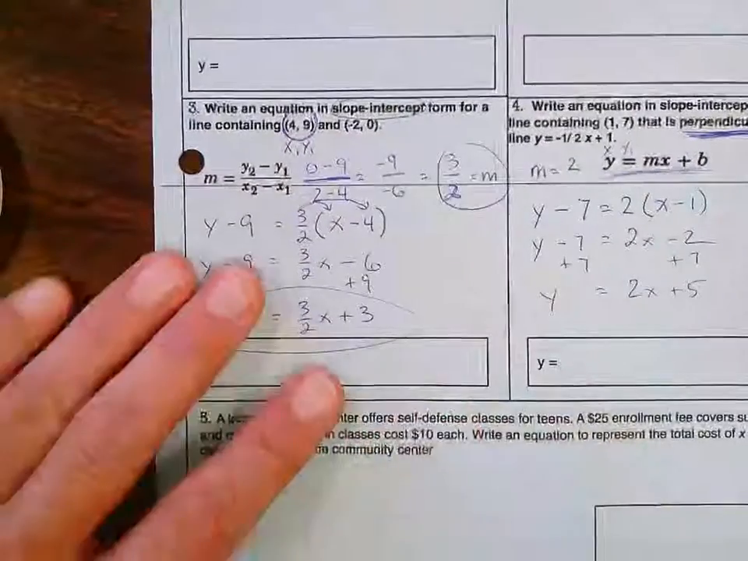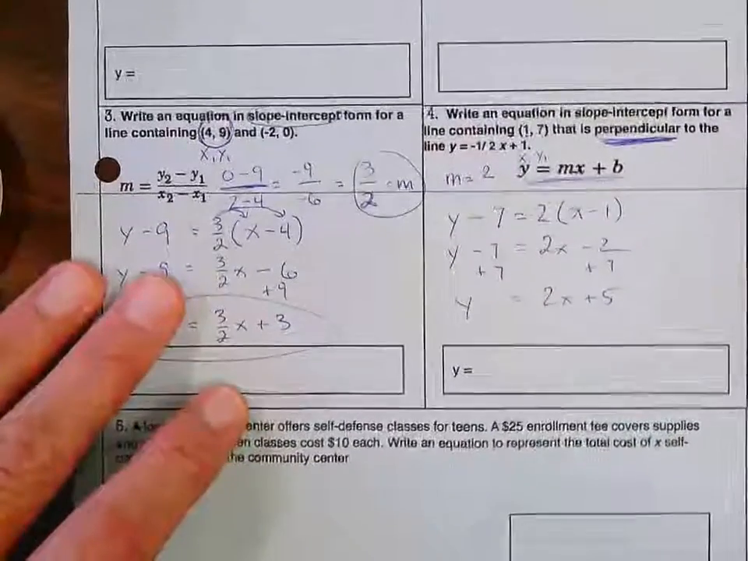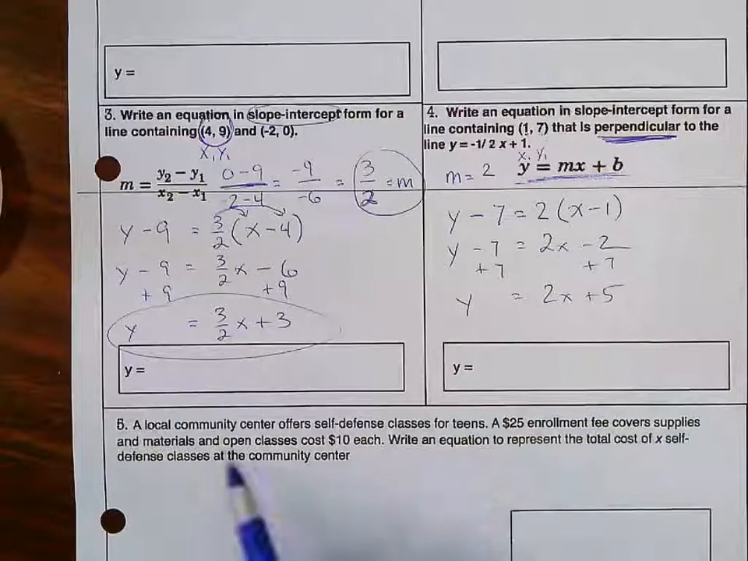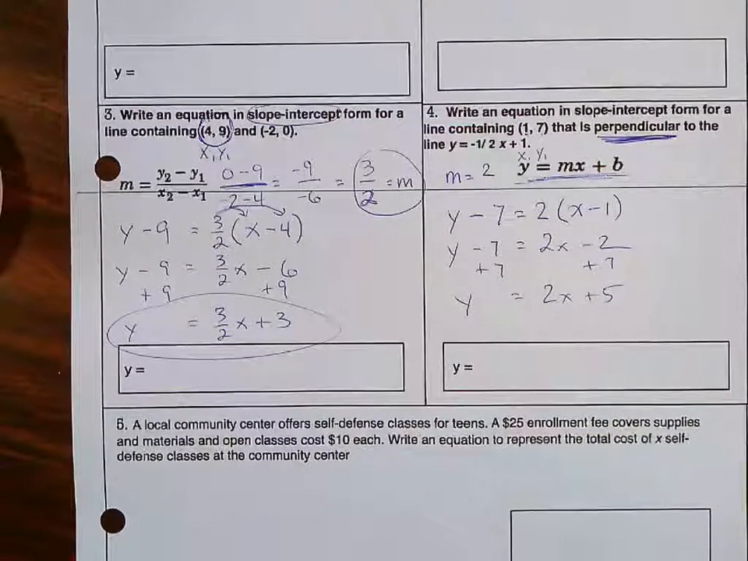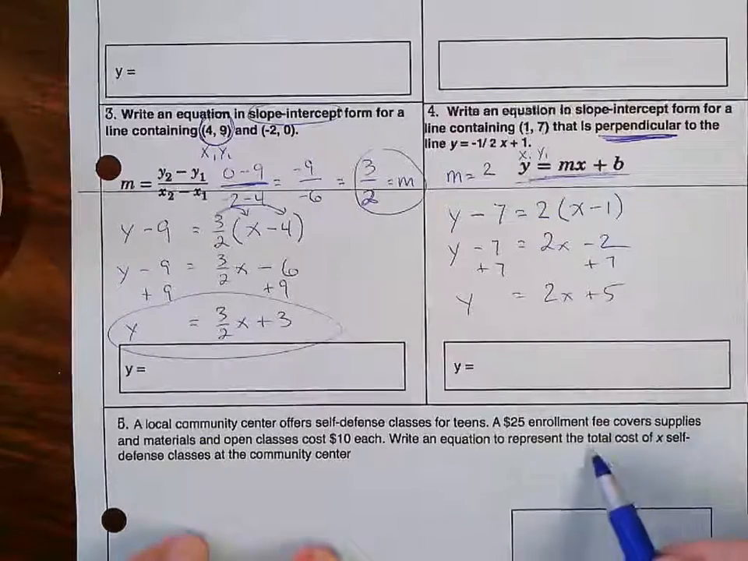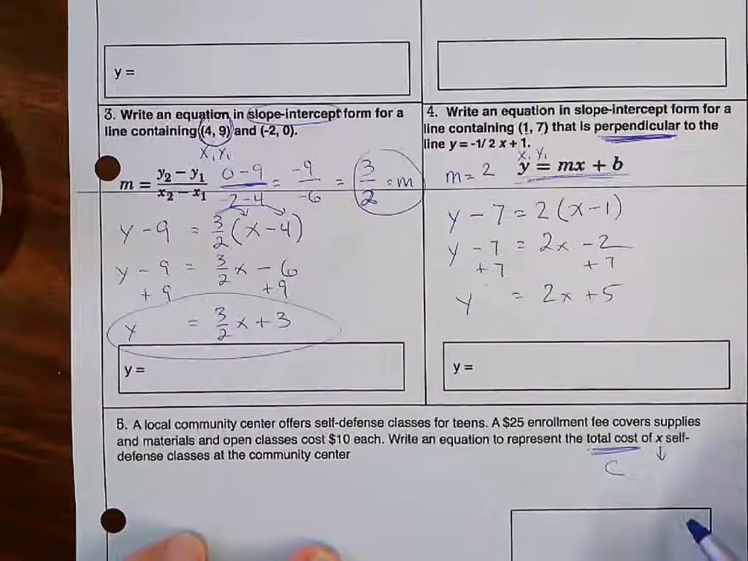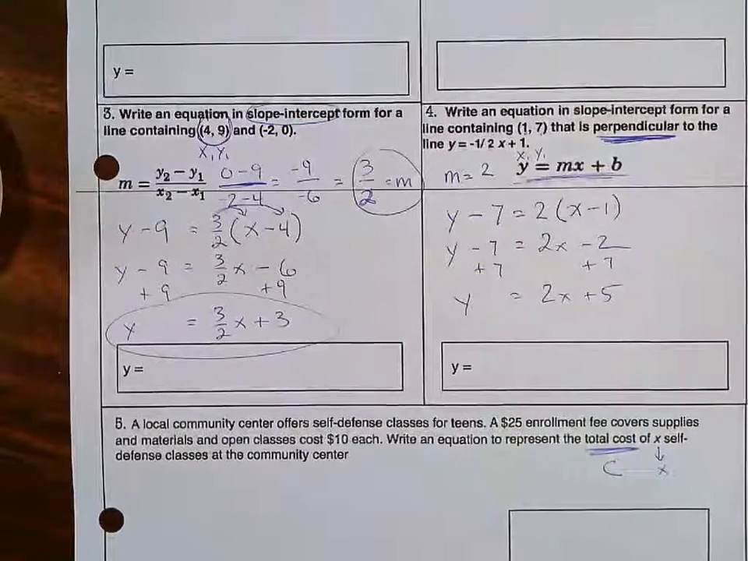The last problem down here basically says a community center offers self-defense classes with a $25 enrollment. So you don't go to a class, you automatically are paying $25. And then each class is $10. So write an equation to represent the total cost. Usually we write total cost C of X self-defense classes. So there are my 2 variables I'm going to be using.